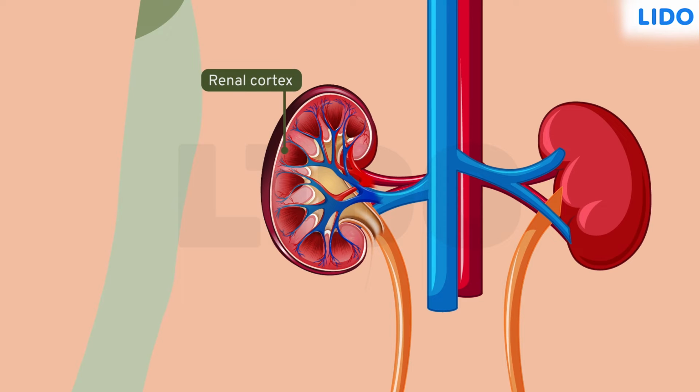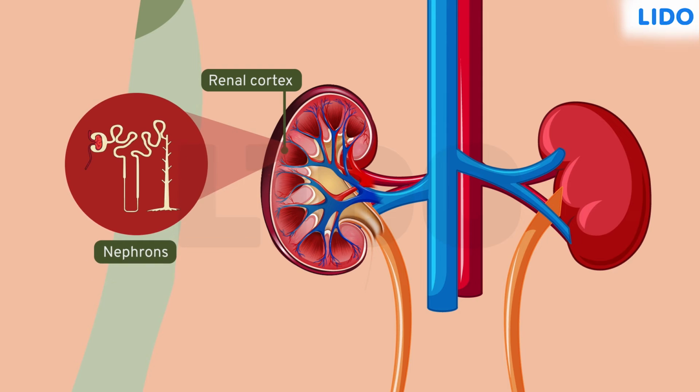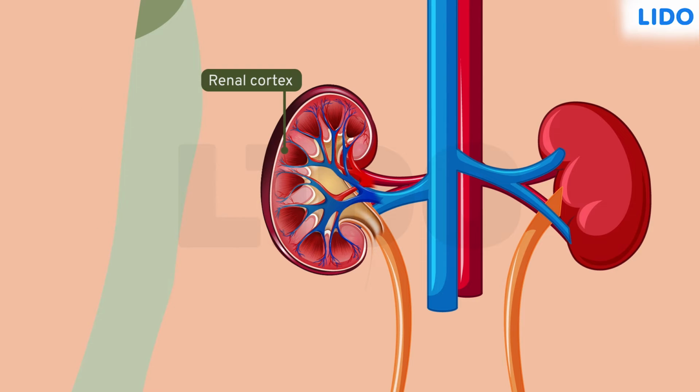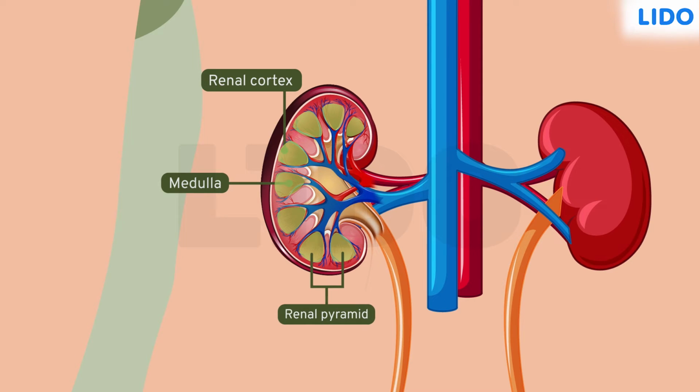The renal cortex is granular as it contains a network of capillaries and millions of filtering units called nephrons. Next is the medulla. It is made of many pyramid-shaped structures called the renal pyramid. On an average, there are 8 renal pyramids in each kidney. In between the pyramidal structures are spaces called renal columns.